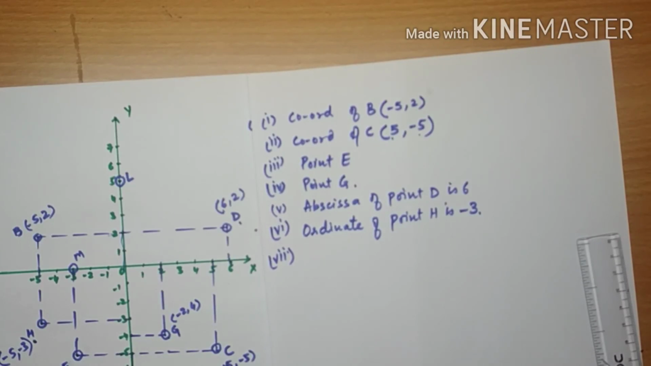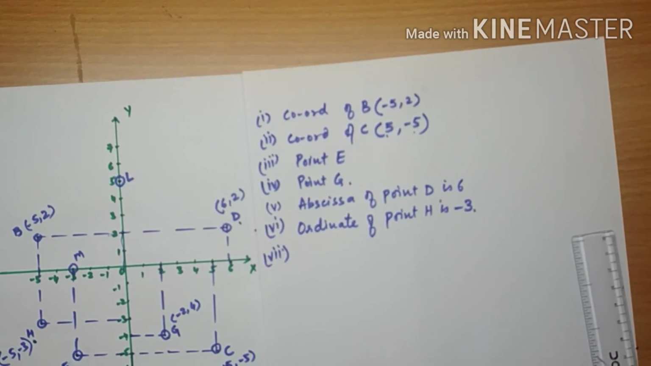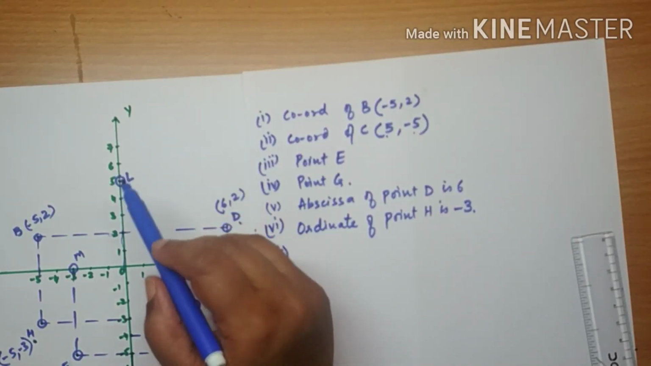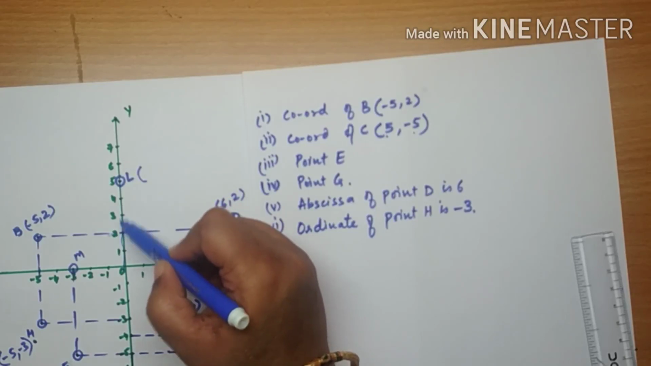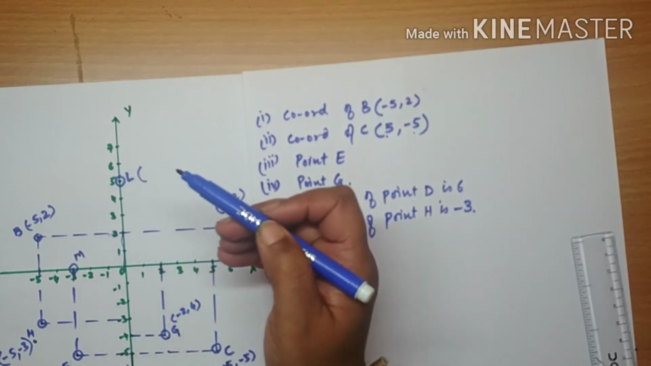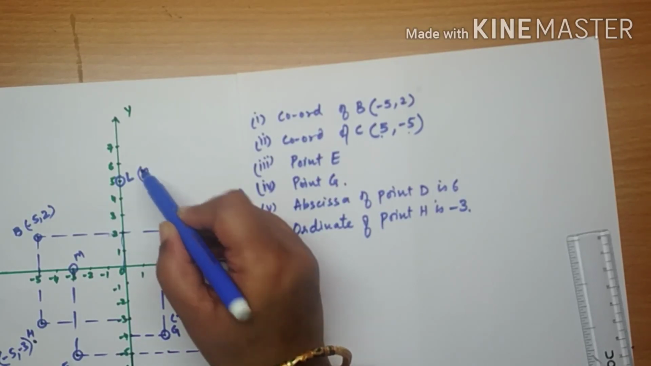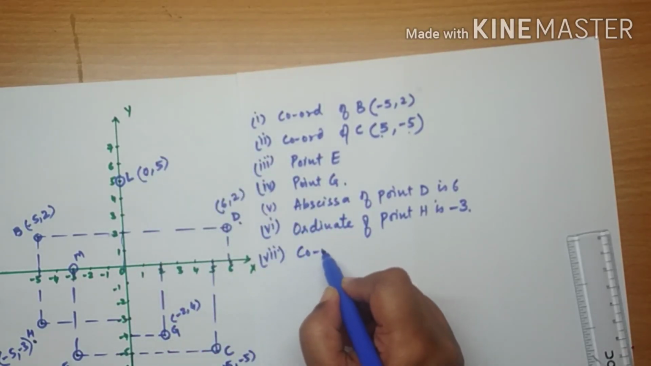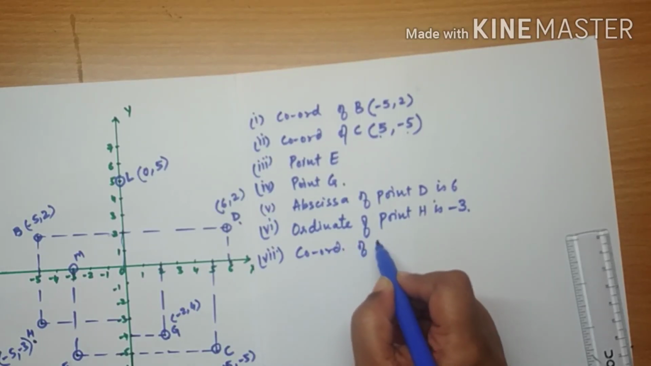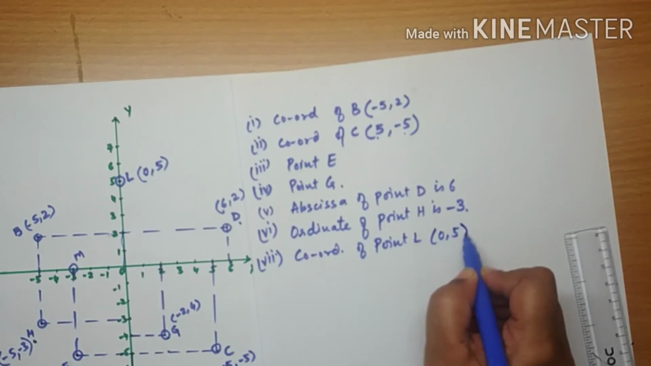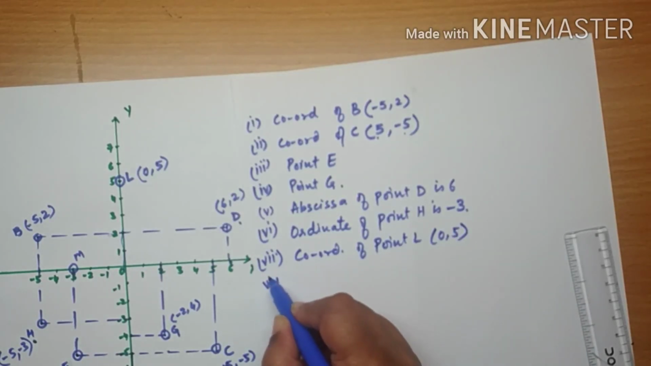Good. Next, we have 7th part, coordinates of point L. So let us find out where the point L is. Here is point L. We need to find the coordinates of L. So L is lying on which axis? L is on y-axis. On y-axis, x coordinate is always 0 and y is here 5. So coordinates of point L are 0, 5. Right?